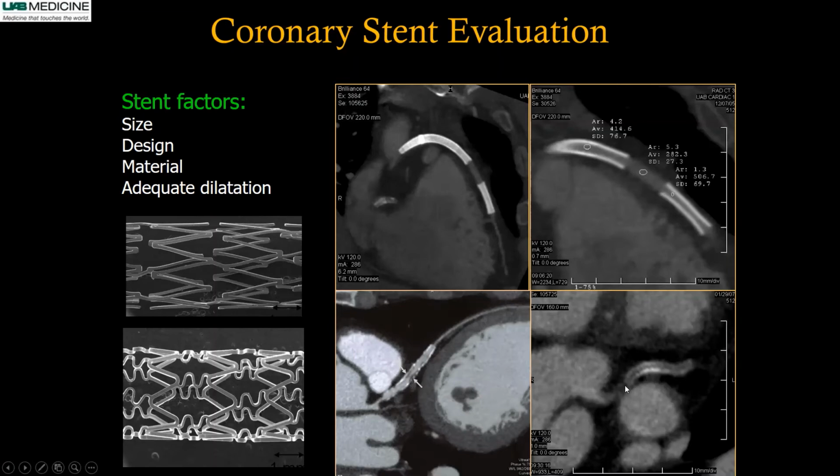And this is a case of total stent occlusion. Again, you cannot really see within the stent very clearly, but if you don't see the distal flow and there is a proximal hypoattenuation, that indirectly suggests that there is a stent occlusion.